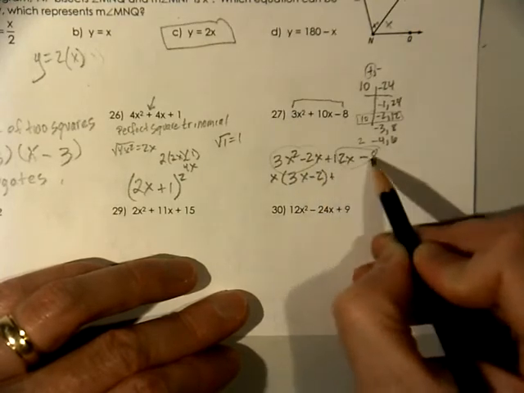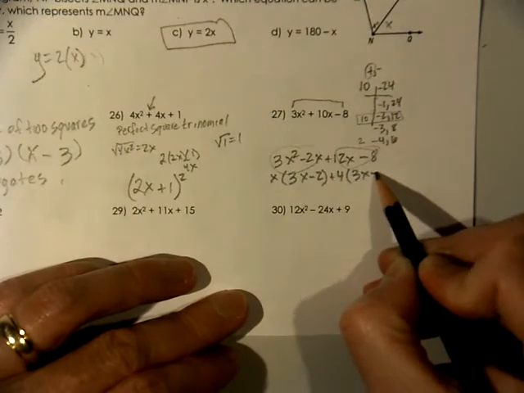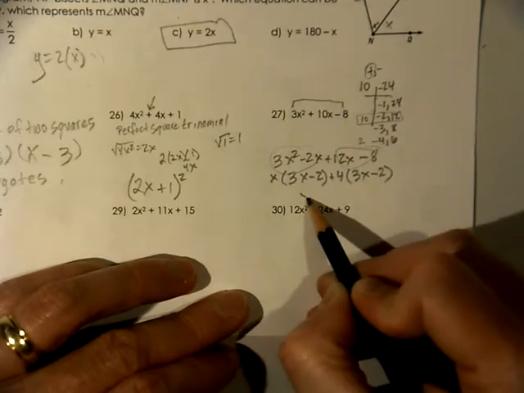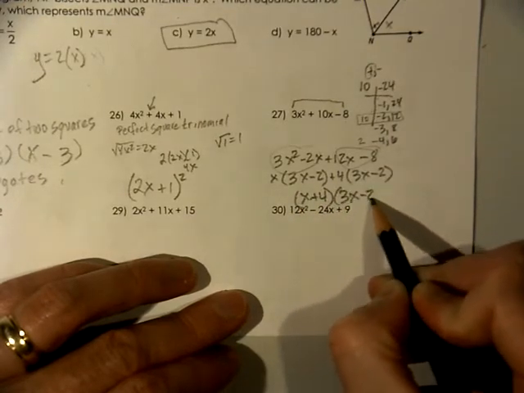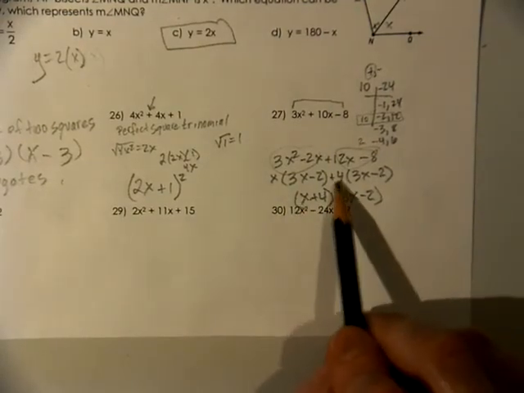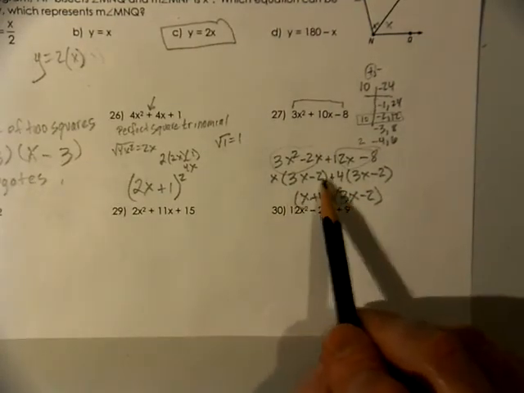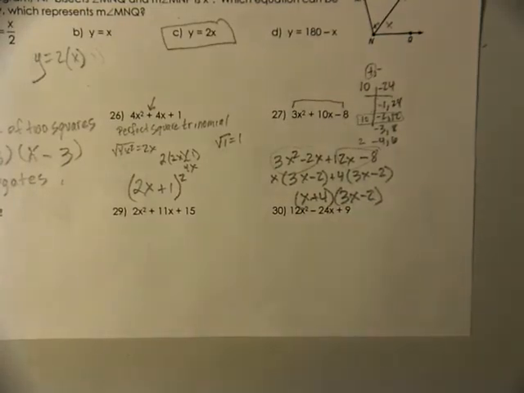Bring down your square. Factor out your 4. 3x minus 2. So your two factors are the x and the 4. Both the x and the 4 are multiplying 3x minus 2.